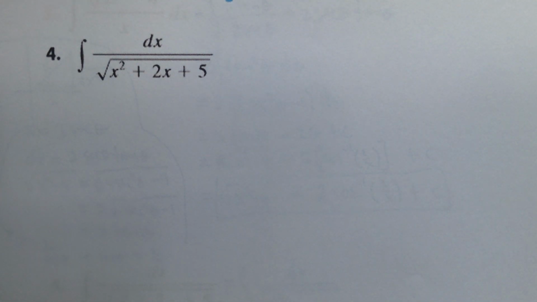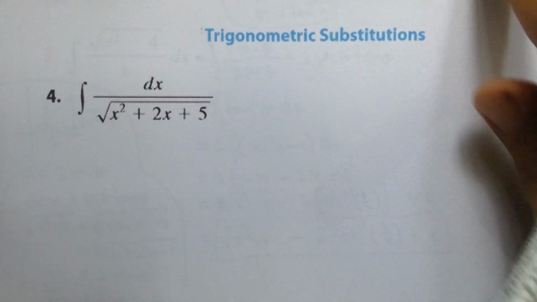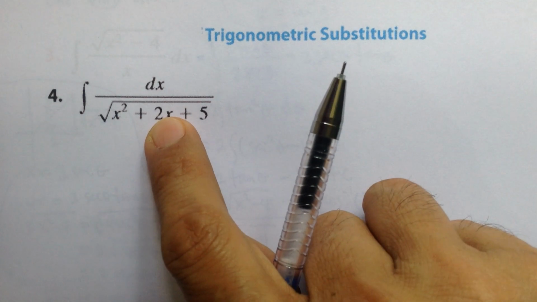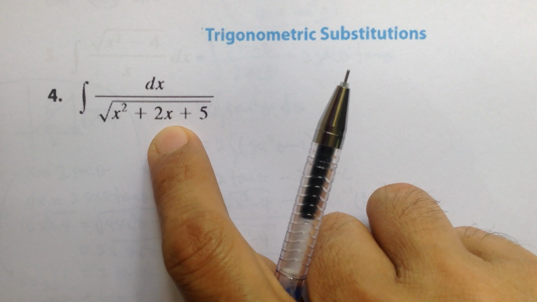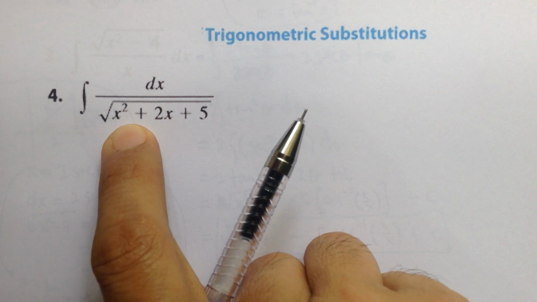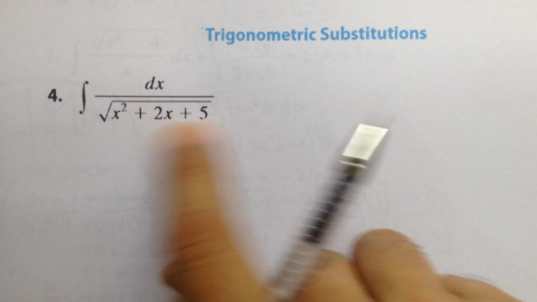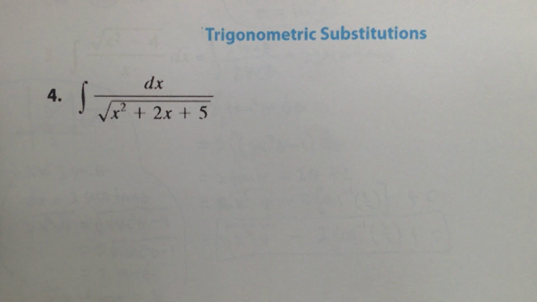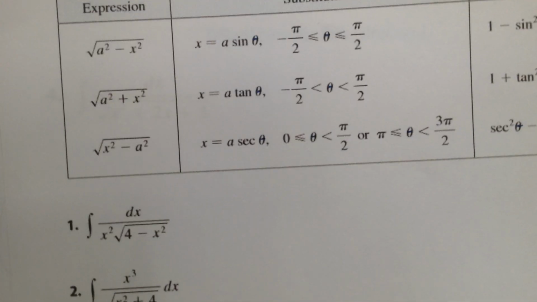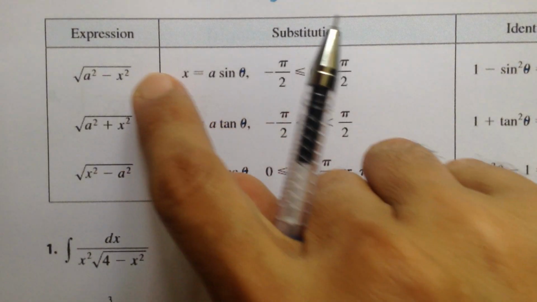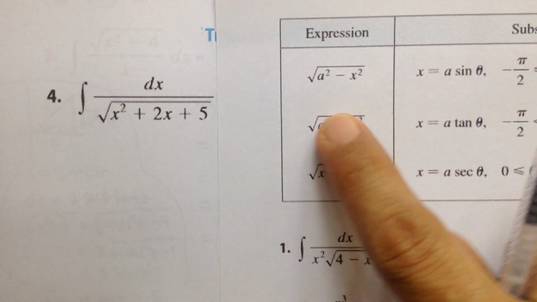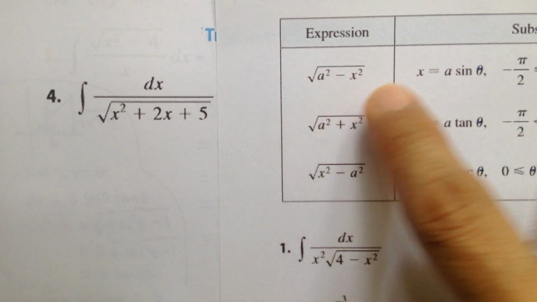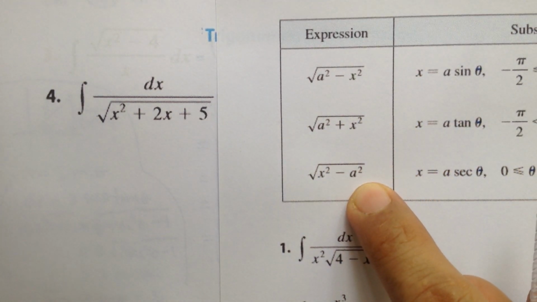This is the last part of our video about trigonometric substitutions. This time we're going to consider a more complicated problem. As you can see, the expression inside the square root does not satisfy any of the forms in our table of trigonometric substitution, because you have x squared plus 2x plus 5, so none of these forms is satisfied.